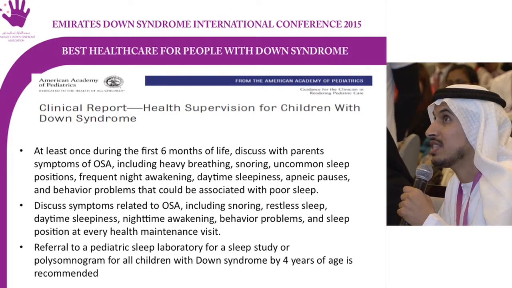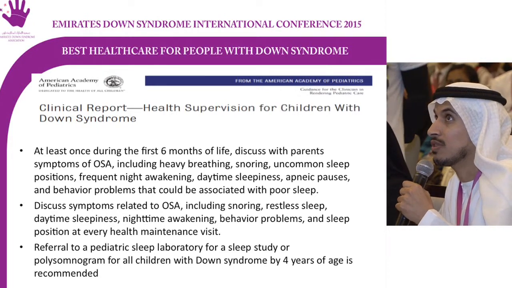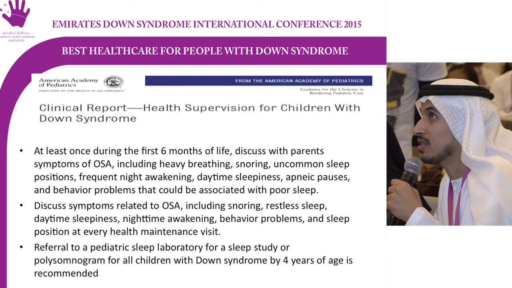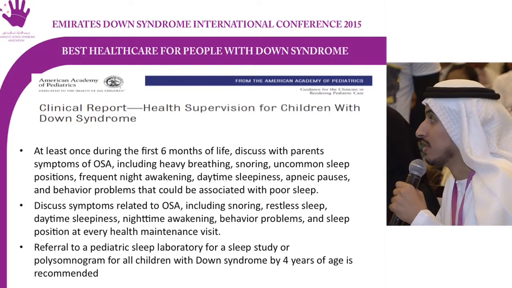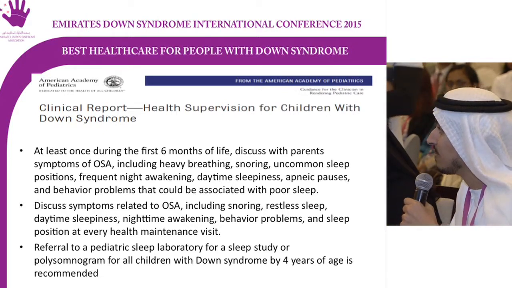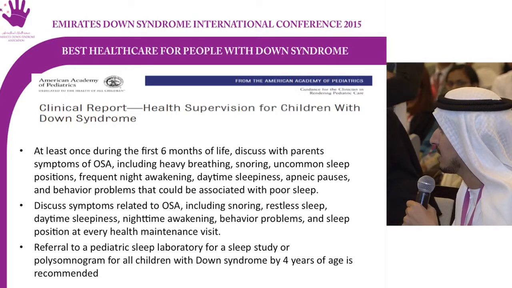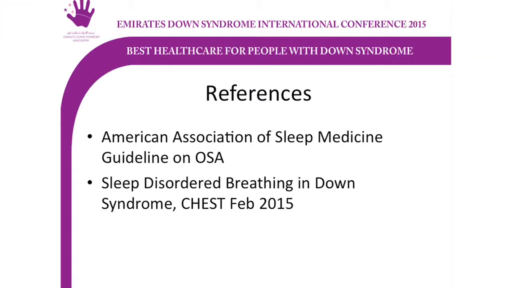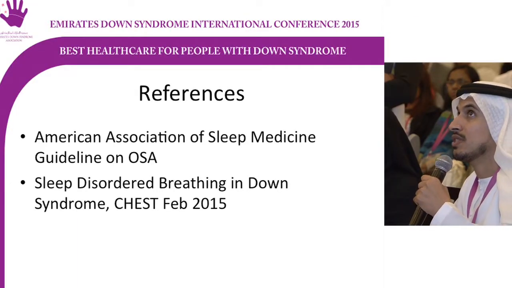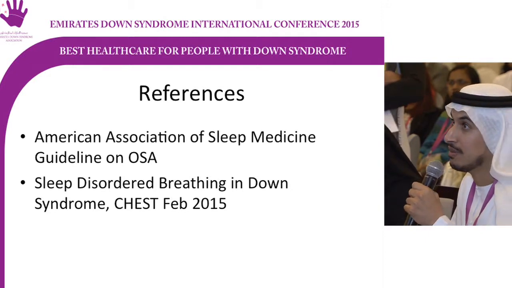So referral to a pediatric sleep laboratory for a sleep study or polysomnography for all children with Down syndrome by age 4 is recommended. So by age 4, almost every one of them should have a sleep study. That's the recommendation. Okay, so if you need to read further, these are really good resources: Sleep Disordered Breathing in Down Syndrome from CHEST, recently published, February 2015, and the American Academy of Sleep Medicine Guidelines on Obstructive Sleep Apnea.